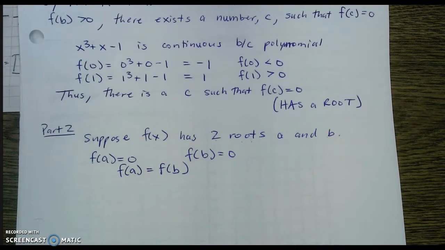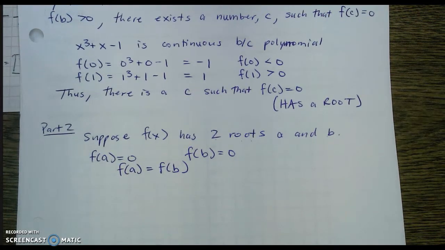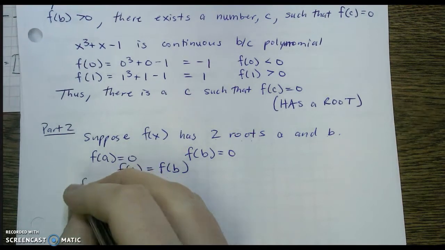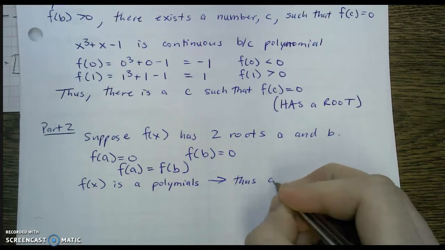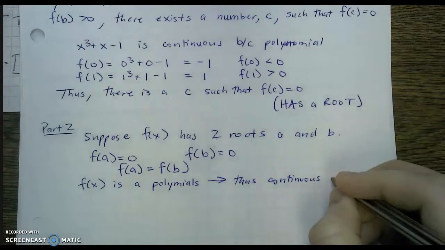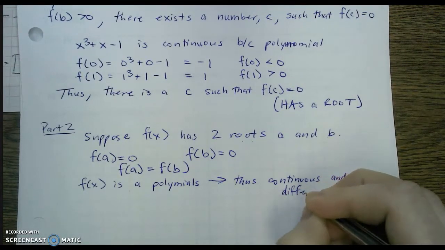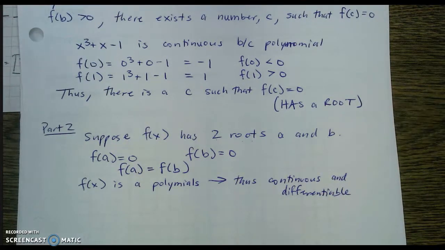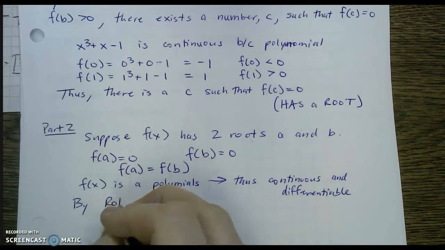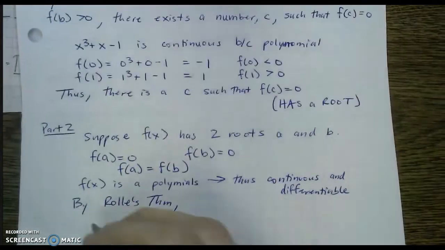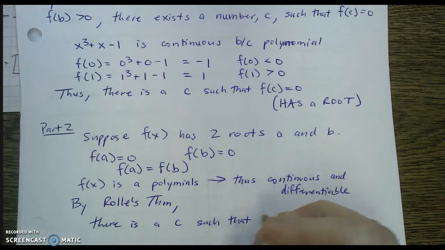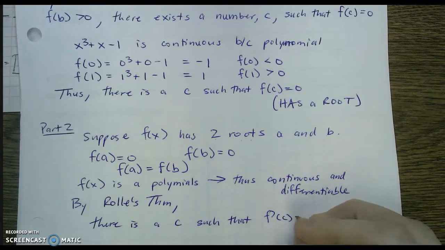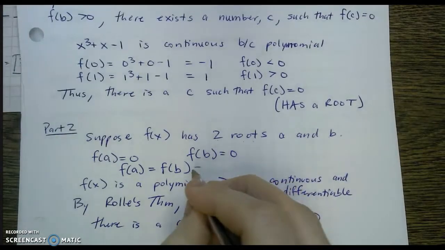And so remember, I'm using Rolle's theorem. I've shown that f of a is equal to f of b. I also need to show that the function is continuous and differentiable. We know that f of x is a polynomial, which tells me, thus, continuous. All polynomials are continuous and differentiable. So I've shown that it's continuous and differentiable and that f of a equals f of b. Then by Rolle's theorem, there is a c such that the derivative of the function at c is 0, because I've shown that f of a and f of b equal 0.